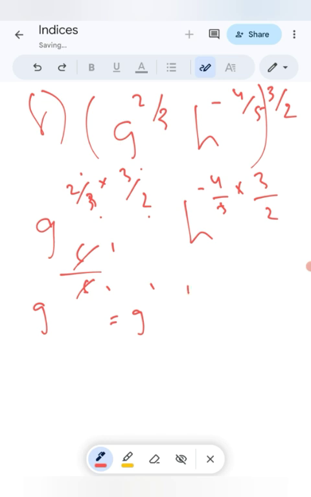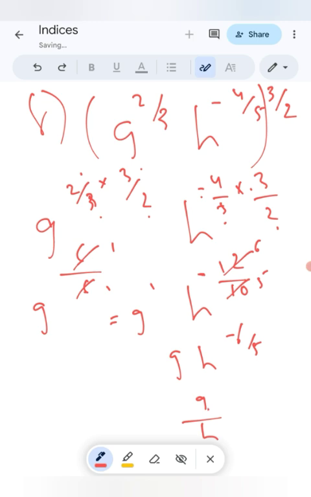Okay. So talking about your H part now, 5 2s are 10. Here it was a minus, so minus into a plus. When there is no sign, it's a positive number. So minus 4 3s are 12. Again we can simplify it. 2 6s are 12, 2 5s are 10. So that becomes G H raised to the power minus 6 upon 5. Now to make it positive, I'll take this down in your denominator. So that becomes G upon H raised to the power 6 upon 5.